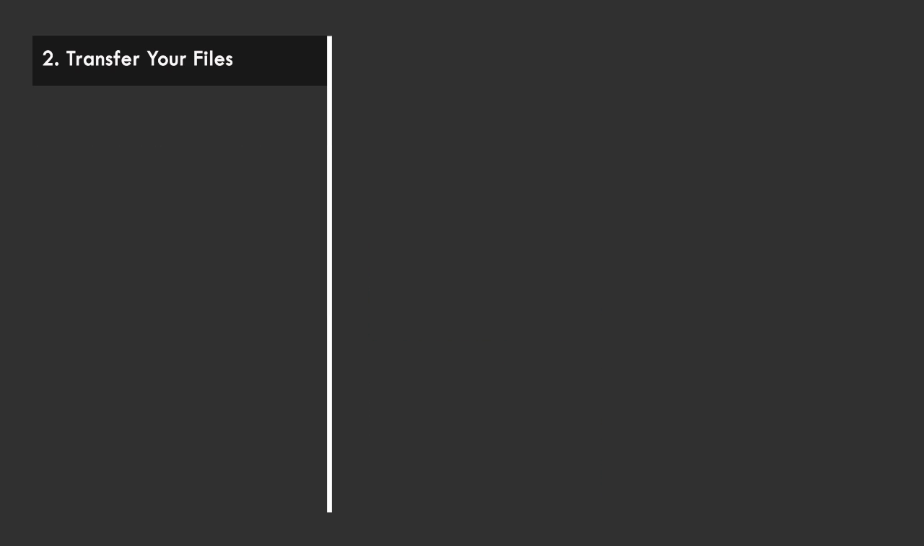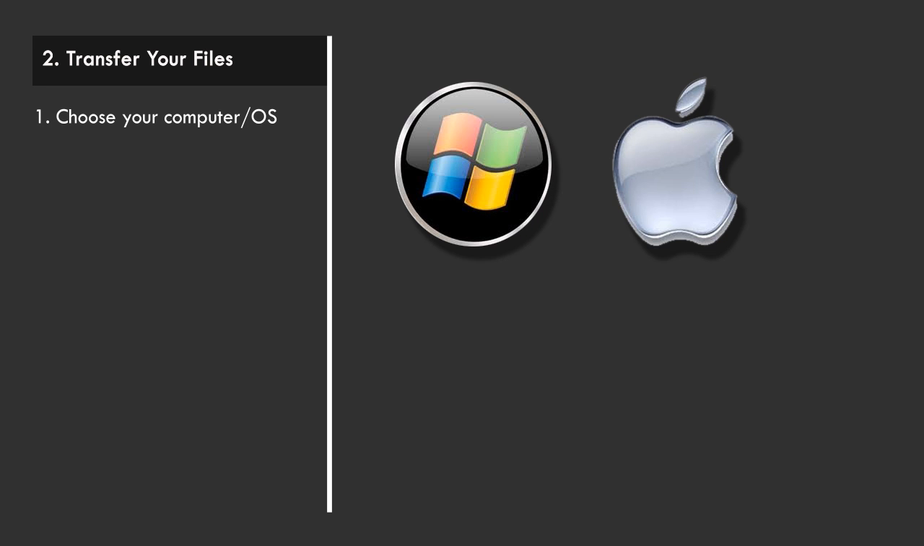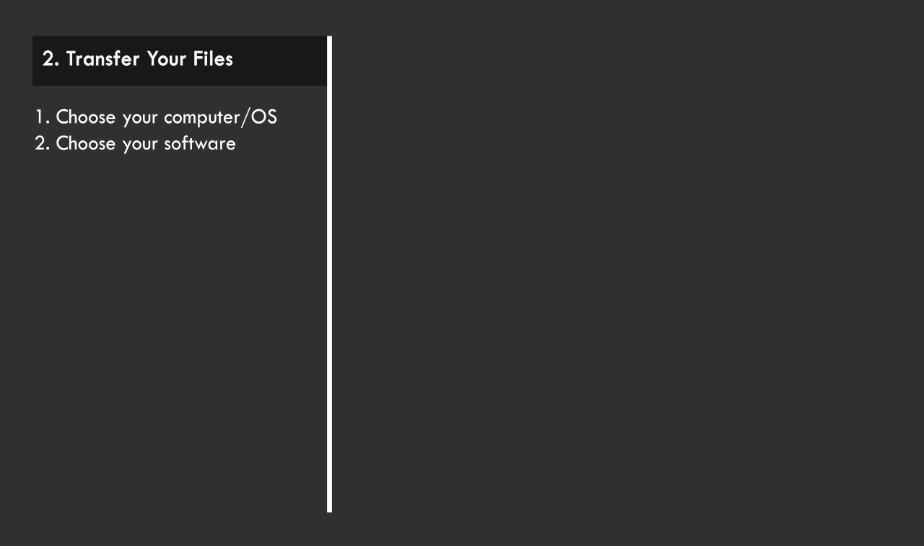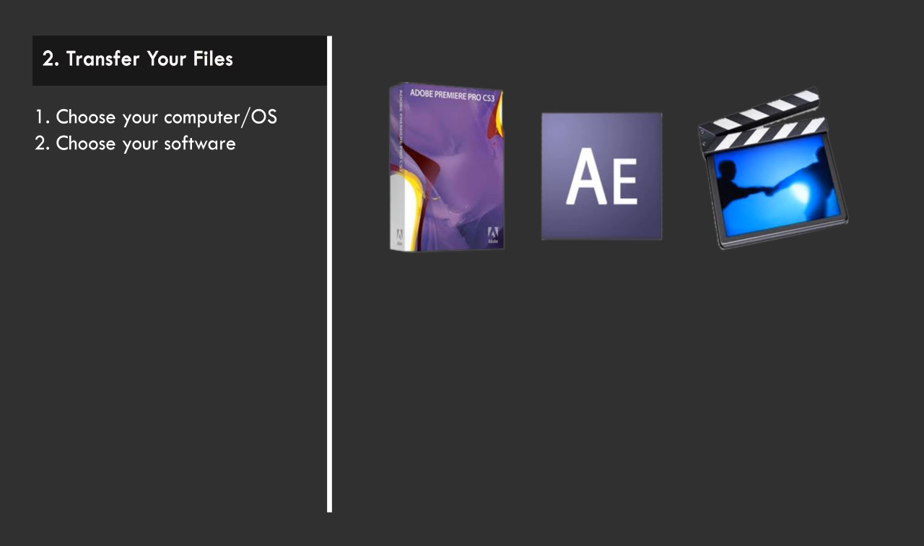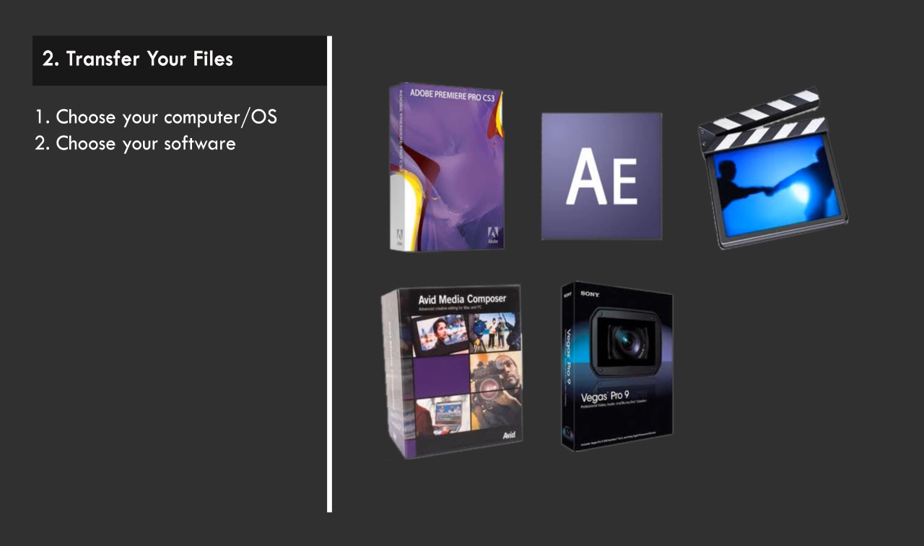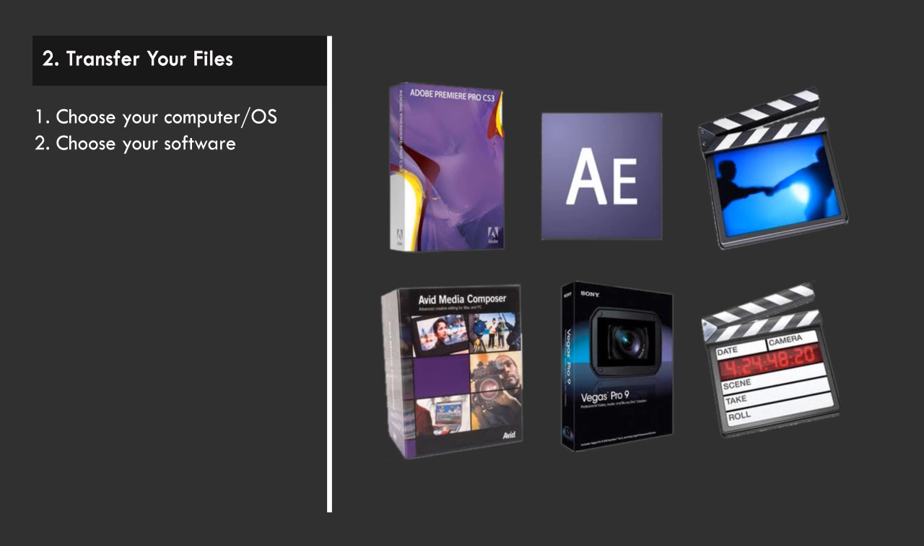When you are done shooting your scenes, you will want to begin transferring your files to your computer. The two common computers are Windows and Mac. After you choose your computer or OS, pick a software you want to work with. Some quick softwares are Adobe Premiere, Adobe After Effects, iMovie, Avid, Vegas, or Final Cut Pro. You do not have to work with one software. You can combine multiple software for a more powerful workflow.